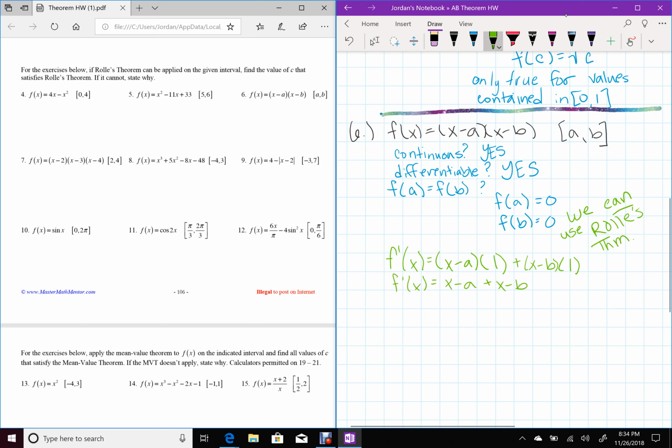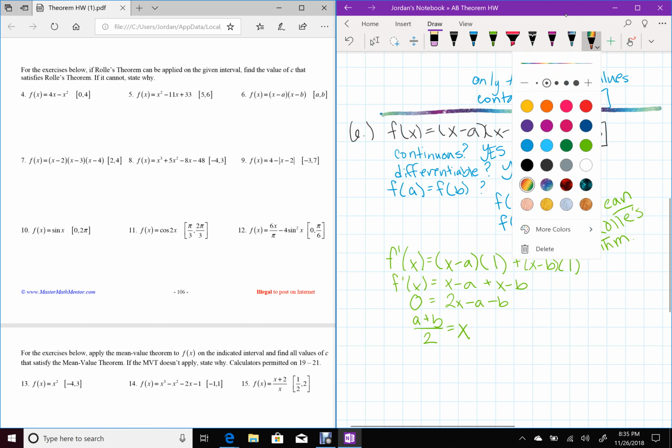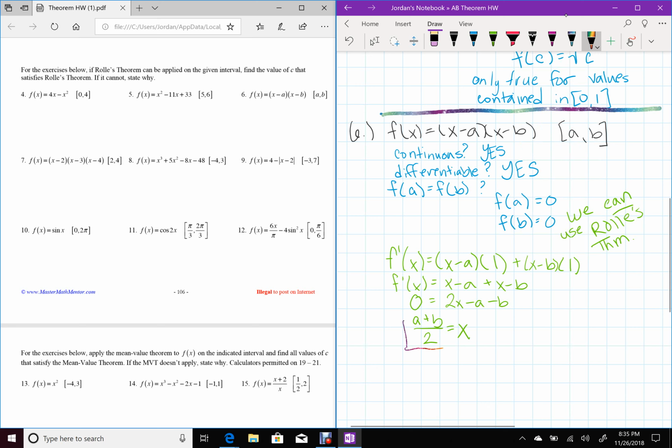And we need the derivative to equal 0 for some number. So we need 0 to equal 2x minus a minus b. And if we continue to solve this, we'll find that a plus b over 2 is the x value for which Rolle's theorem applies and is satisfied. Okay, so for this one, what we do is we stop right here. That's it.